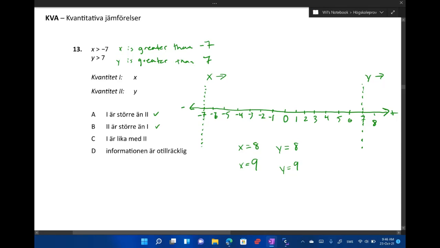It says that 1 and 2 are the same. Well, we said that at the start. x and y could both equal 8. They could both equal the same number. So therefore, the information is not enough. The information is too general, so say answer D.